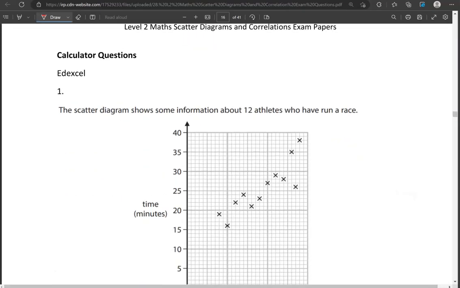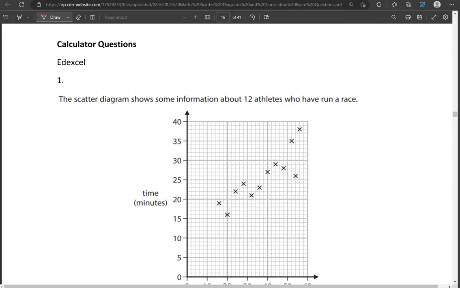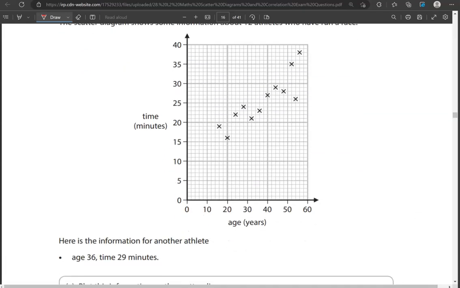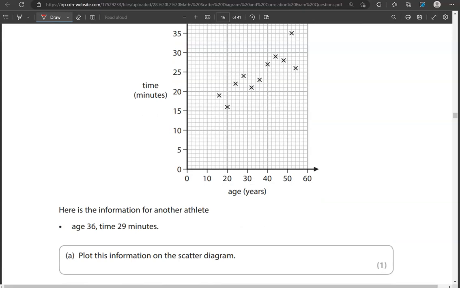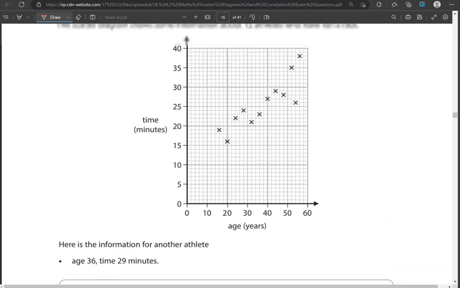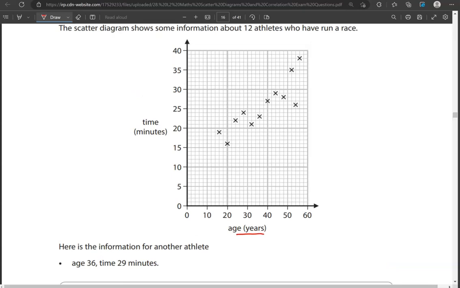We now move into the calculator questions. The scatter diagram shows some information about 12 athletes who have run a race. Here is information for another athlete. Age 36, time 29 minutes. Plot this information on the scatter diagram. So there is age, so age 36 is going to be here, time 29 minutes, so that's right here. So where do these two points meet? That is here.